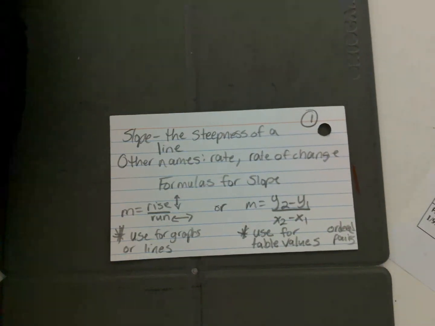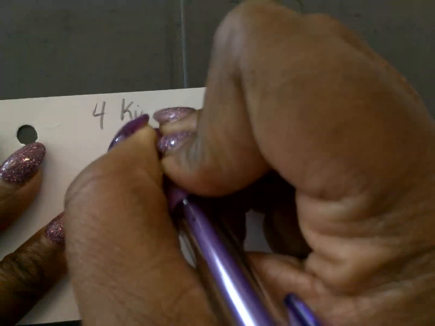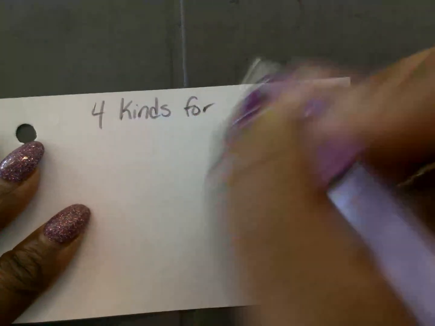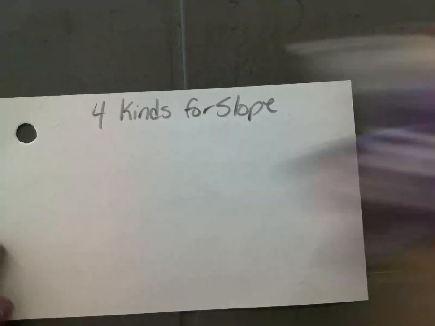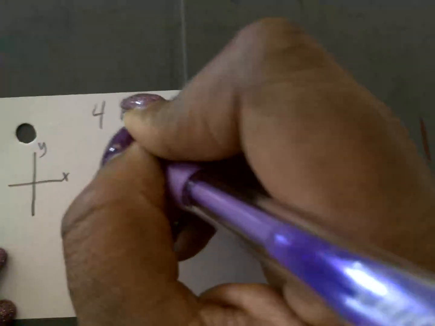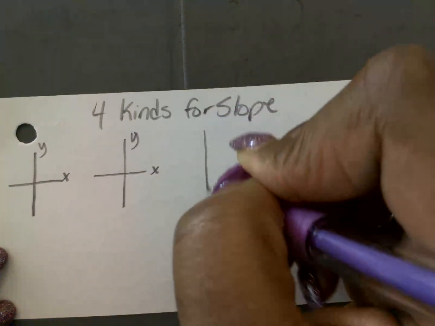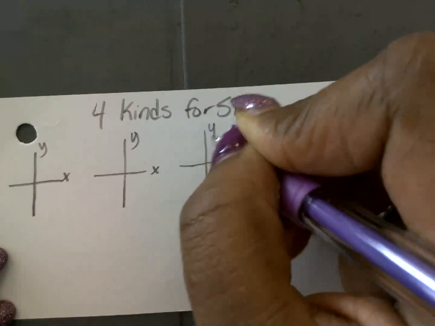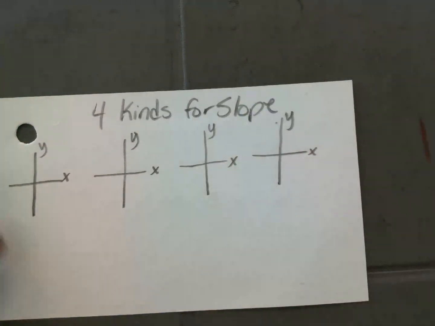All right, on the back, we're going to do kinds of slope. There are 4 kinds of slope. So I'm going to draw 4 different graphs. X axis, Y axis. 4 different types of slope.